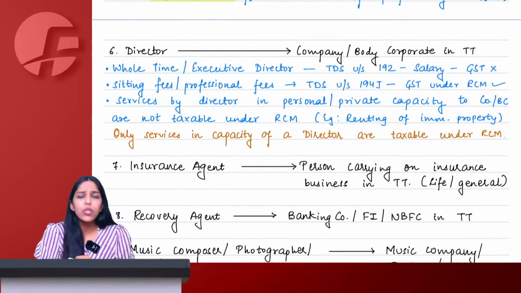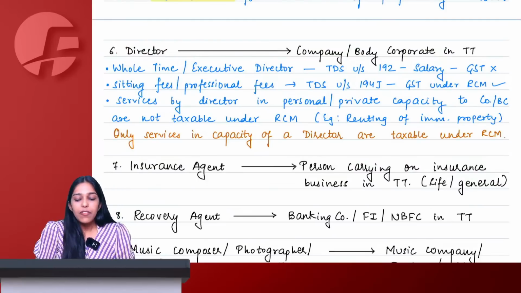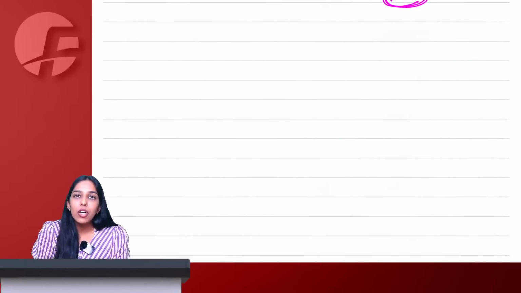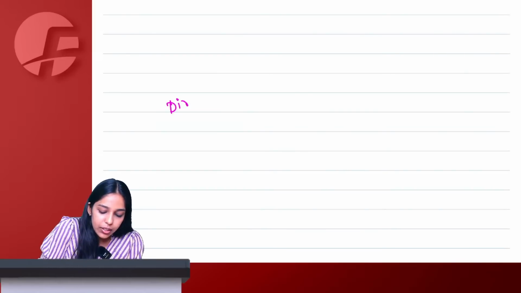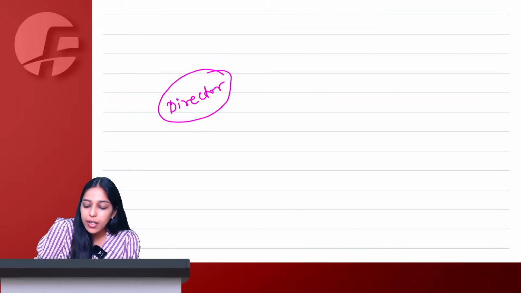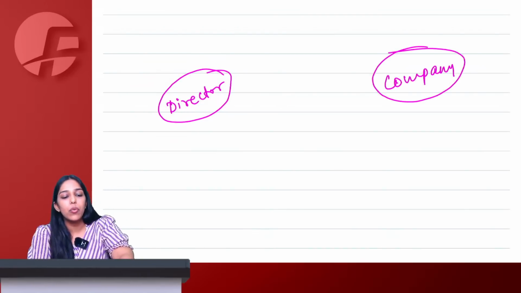Moving on to the next entry, which talks about director. So tell me, if a director is coming to the board meeting of the company and charging sitting fees, who is supplier and who is recipient? Director is coming to attend the board meeting of the company, company is paying sitting fees, who is supplier, who is recipient?